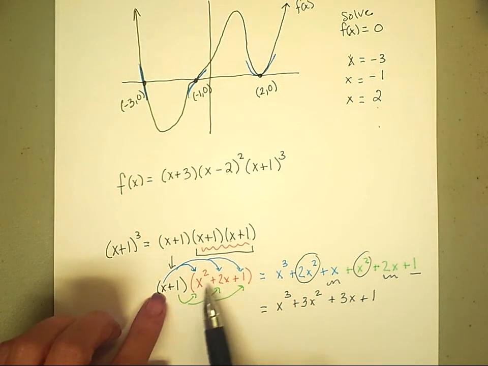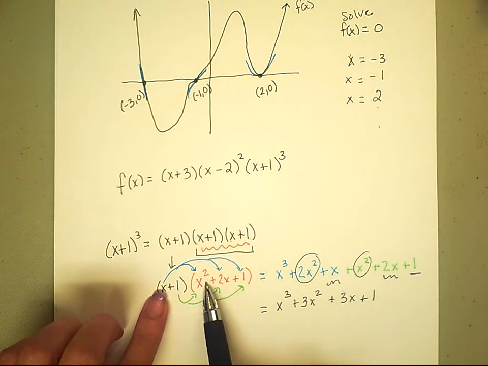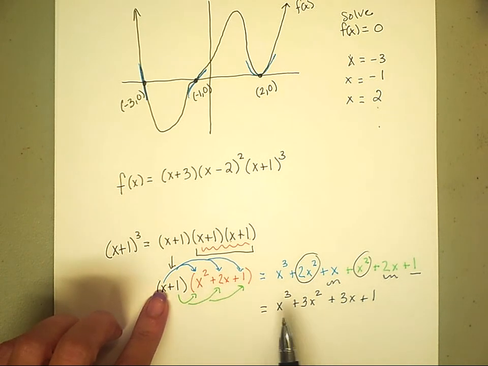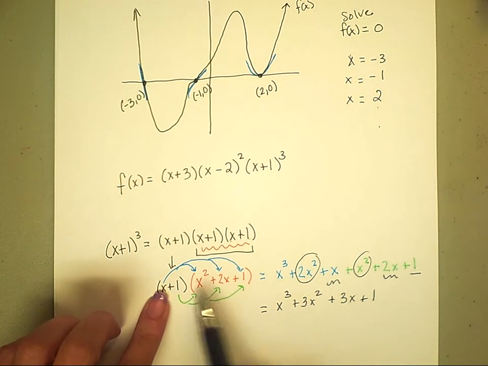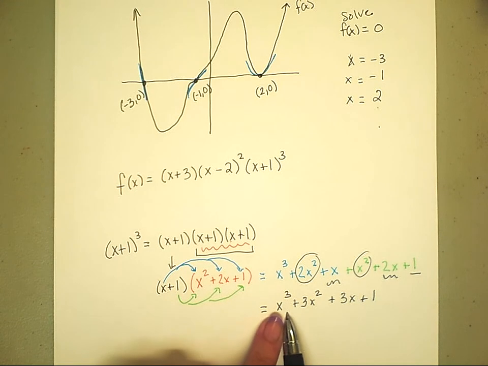When we just expanded this portion, notice that the x and the x squared became x cubed. And so the dominant term of this one times the dominant term of that one became our new dominant term.